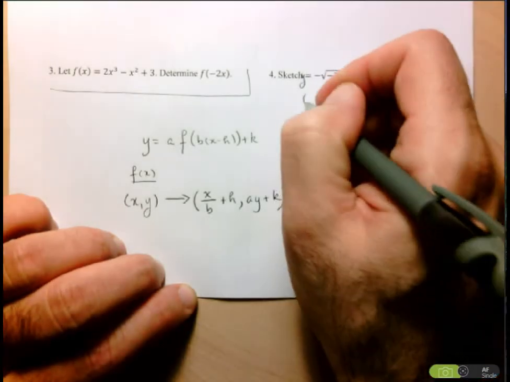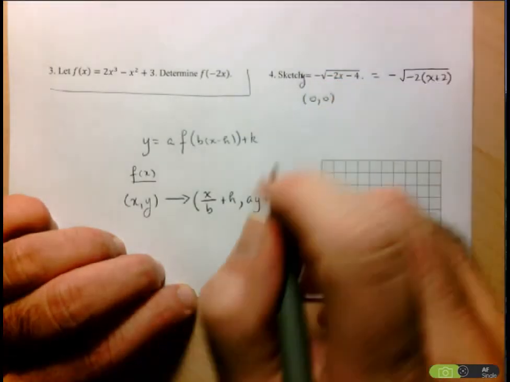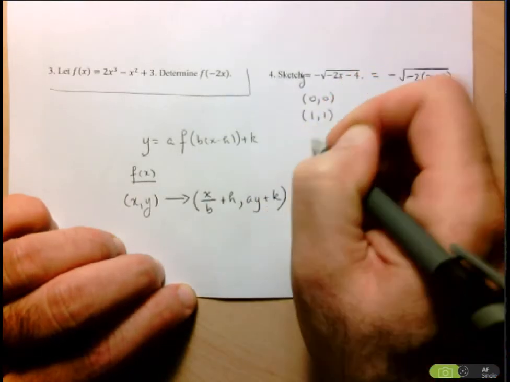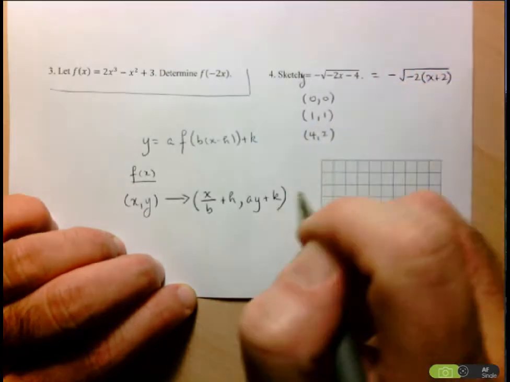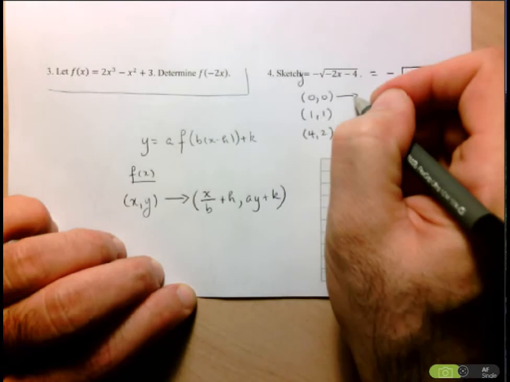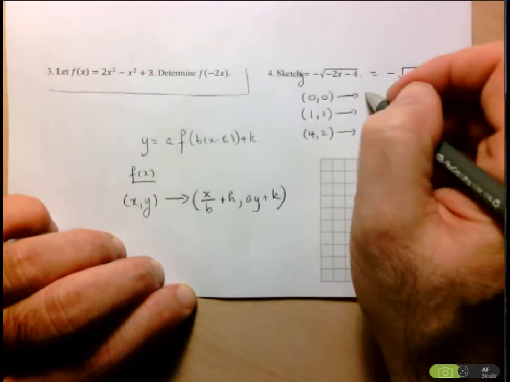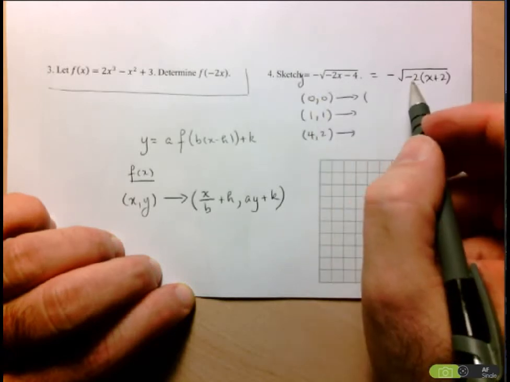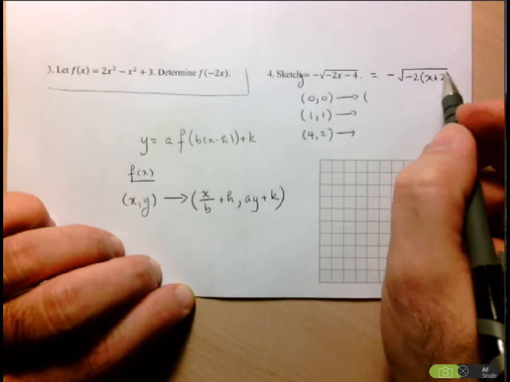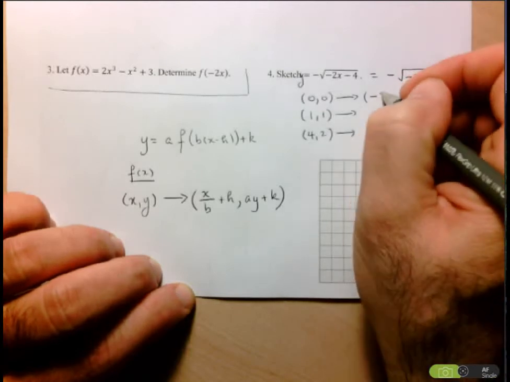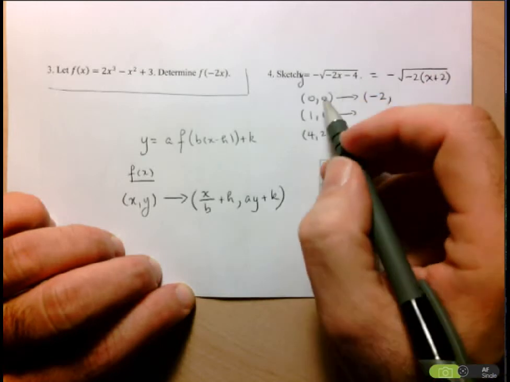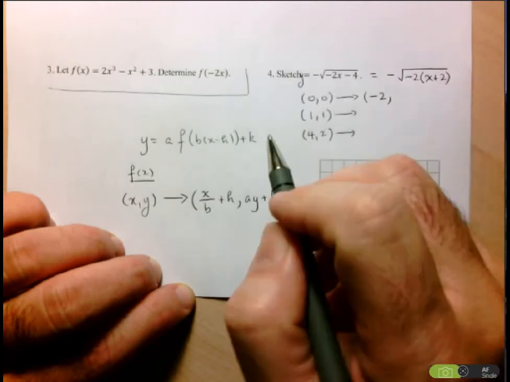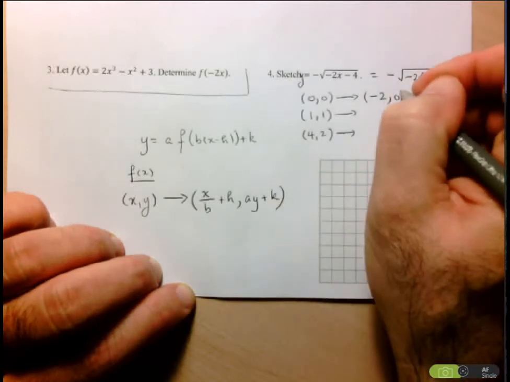Let me start with my basic points on the parent function root x, so (0, 0), (1, 1), and (4, 2). Now I'm going to apply these transformations to these points. If I look at the x value here, I have to divide 0 by negative 2, which is still 0. And then, again, remember always the opposite, subtract 2. So that's going to leave me with negative 2. And then here, 0 times negative 1, so still 0. And there's no vertical translation, so that's just going to remain 0.